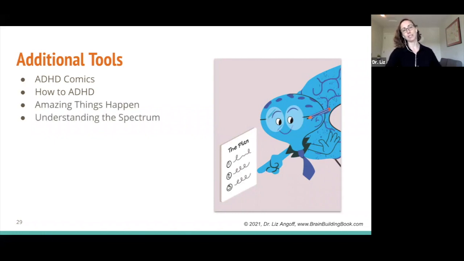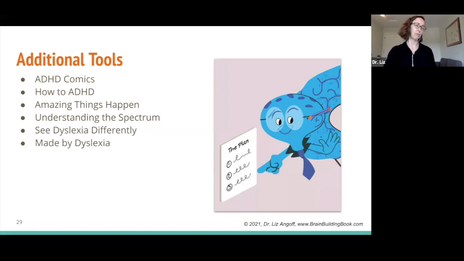Some favorites for autism: there's a video called Amazing Things Happen, and Understanding the Spectrum is a comic strip, or a little comic with a character named Archie that can be really helpful. Dyslexia, I love the Seeing Dyslexia Differently video, same thing, just pointing out the strengths and a lot to connect to. And Made by Dyslexia has a ton of videos of famous people talking about their experience with dyslexia.